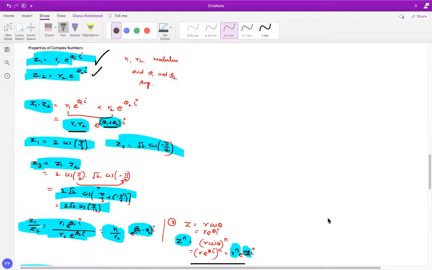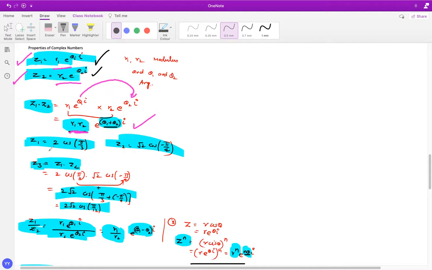So in this fragment, I'm going to touch base upon the properties of complex numbers based on de Moivre's theorem. As we learned in the previous fragment, how to convert from Cartesian to Euler's form. So if I take, let's say, z1 as r1 e^(iθ1) and z2 as r2 e^(iθ2), and if I multiply them, you can see the modulus gets multiplied and the argument gets added because the powers get added.